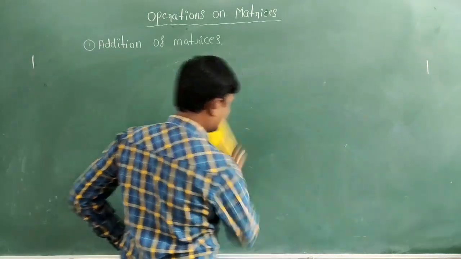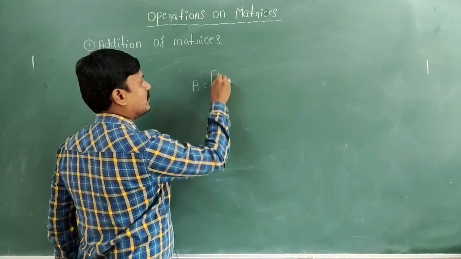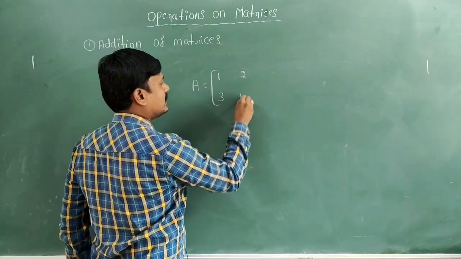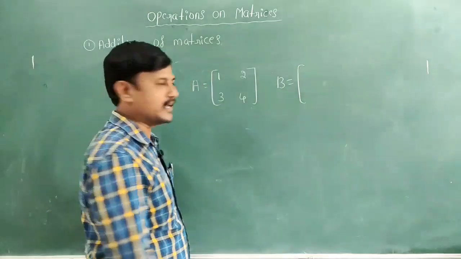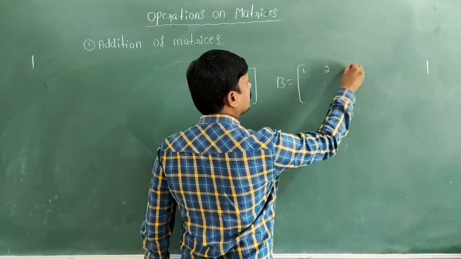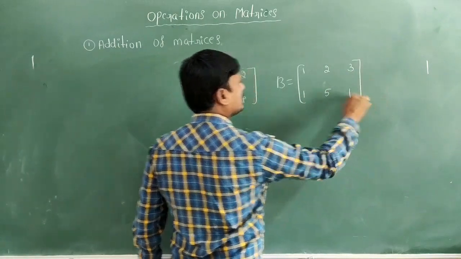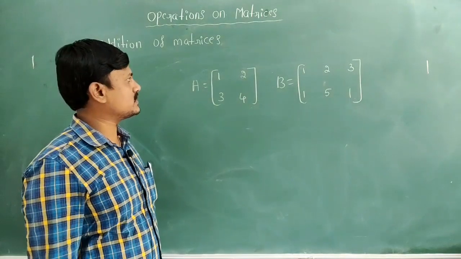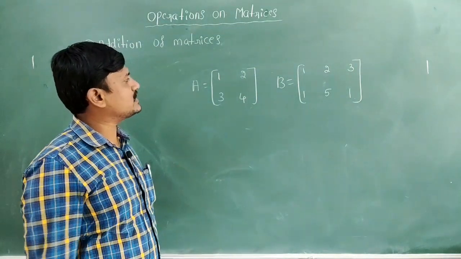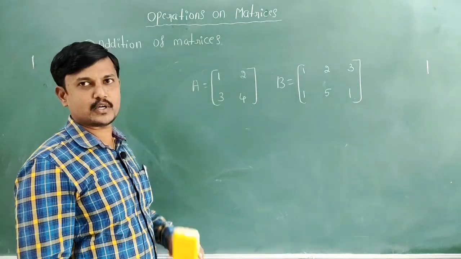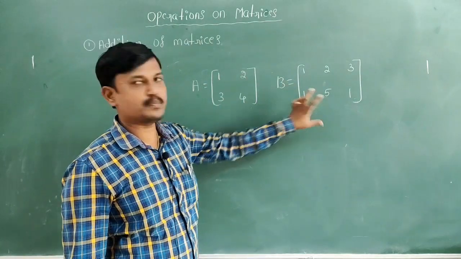Consider another example. Here matrix A is 1, 2, 3, 4. Consider another matrix B here: 1, 2, 3, 1, 5, 1. Here these are the two matrices. Then we have to calculate the value of A plus B. Before calculating the sum of these two matrices, first check whether the order of matrix A is equal to the order of matrix B or not.